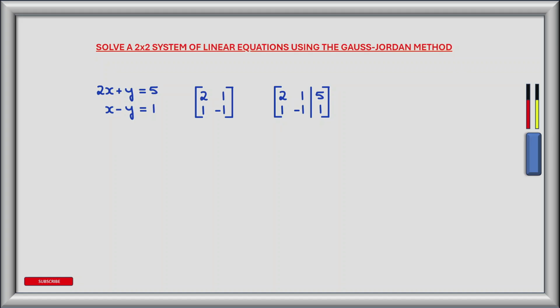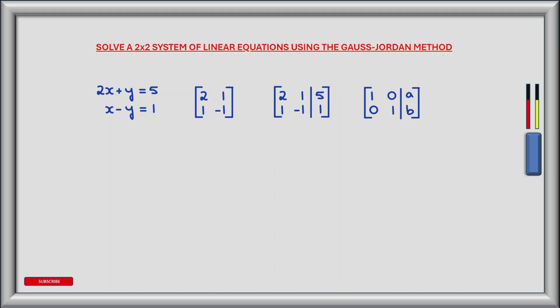So what is reduced row echelon form? Well, we need to reduce our matrix such that it is in the following form. The row operations we perform produce a series of ones along the diagonal from the top left to the bottom right, and all other entries are 0.